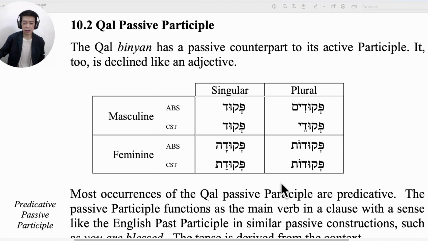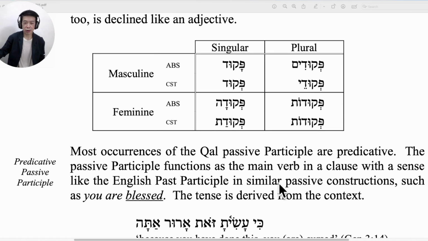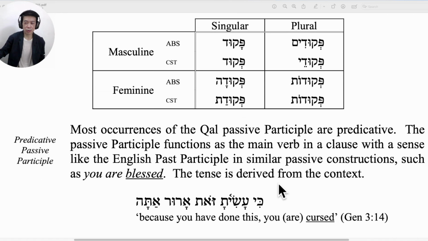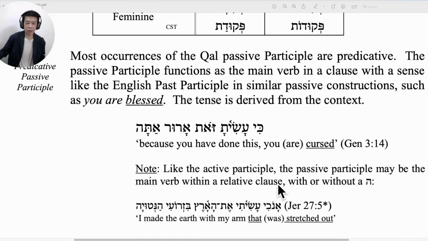Most occurrences of the Qal passive participle are predicative. The passive participle functions as the main verb in the clause with a sense like the English past participle in similar passive constructions, such as you are blessed. The tense is derived from the context. So let's take a look at a couple of examples.